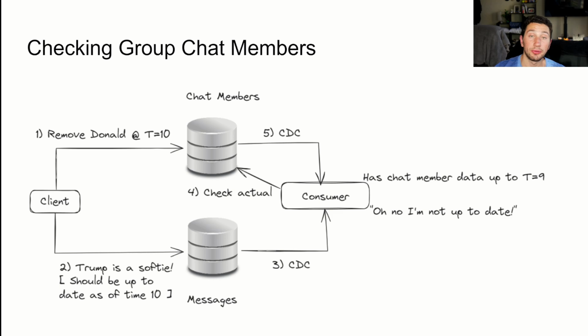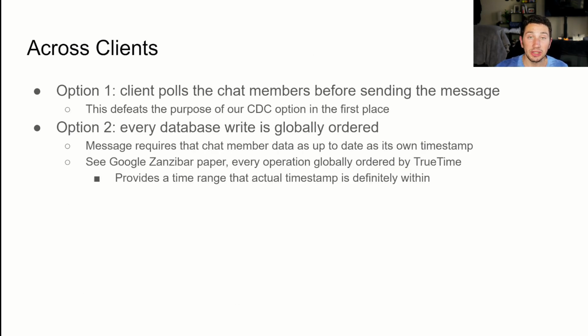We know that the unfollow occurs before the chat message. Since they're both sent from the same client, the client itself can actually write the timestamp of the unfollow operation into the message itself. In our stream consumer, we can check the maximum update timestamp that we've seen associated with the chat members. If it's not sufficiently up to date with the timestamp in the message, then we need to poll the database for conclusive results.